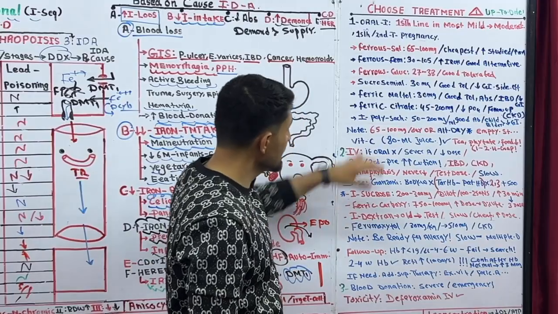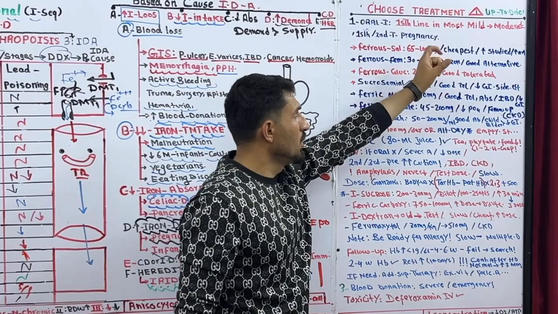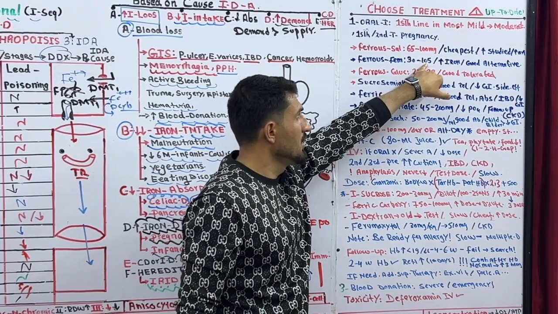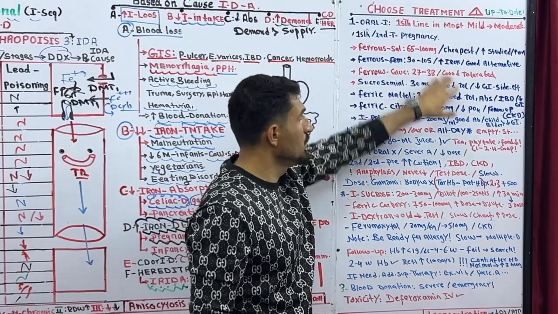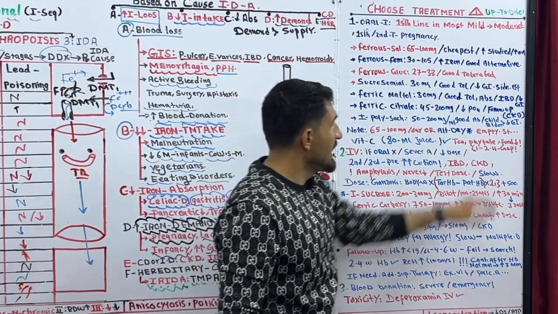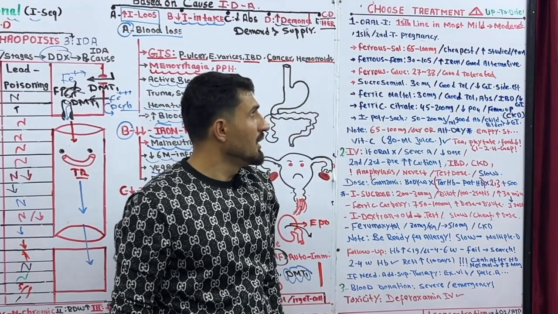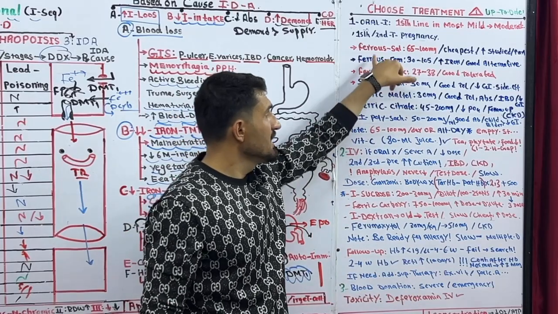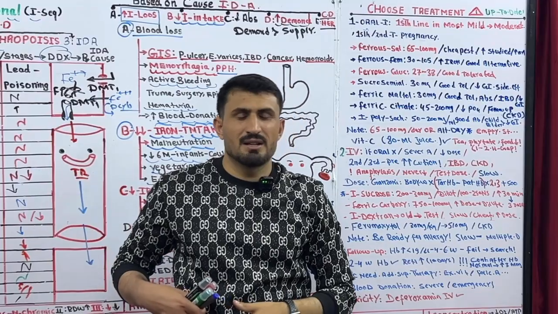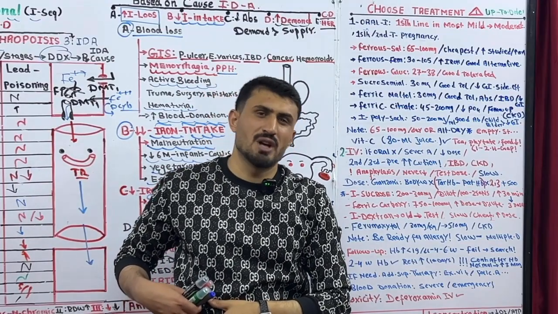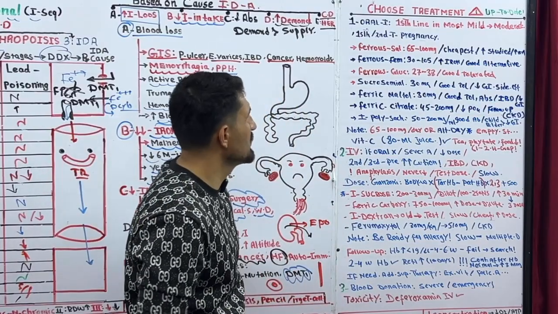Okay, the second type is ferrous fumarate. Here we have more iron in one tablet. The elemental iron might be around 105 milligrams, or from 30 to 105 milligrams. It has more iron, and it's a good alternative drug to ferrous sulfate, because the side effect of ferrous sulfate is that it causes GI upset. It can cause diarrhea, nausea, vomiting, constipation, different side effects related to the GI.